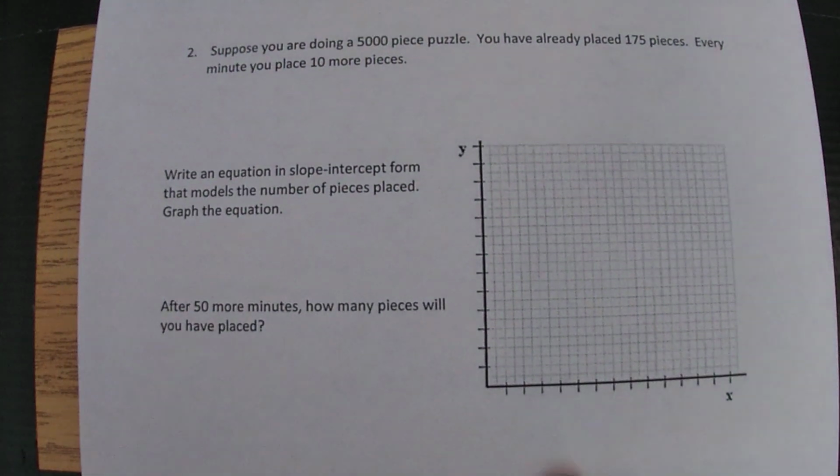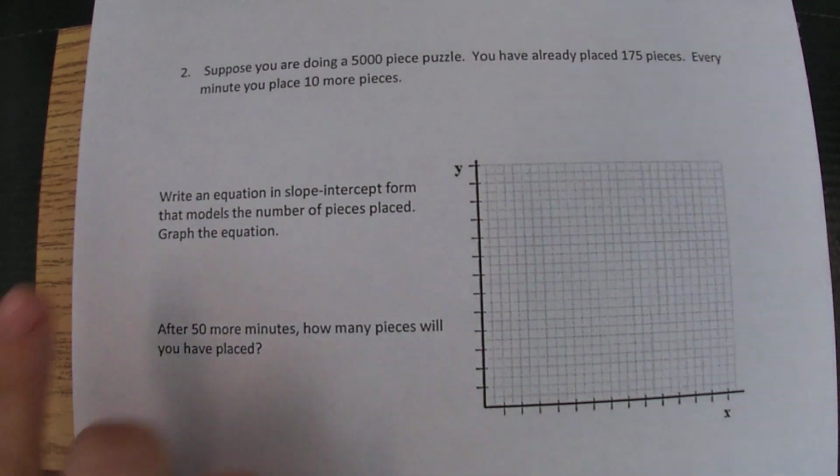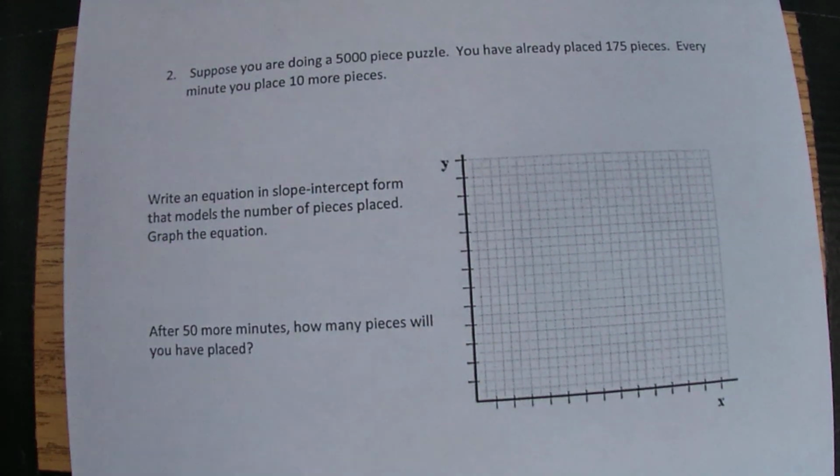Okay, so let's take a look at number 2. Suppose you are doing a 5,000 piece puzzle. You have already placed 175 pieces. Every minute, you place 10 more pieces. Okay, so we have a puzzle with a total of 5,000 pieces, and we are putting more pieces in at a rate of 10 more pieces. Every minute we're putting in 10 more pieces.